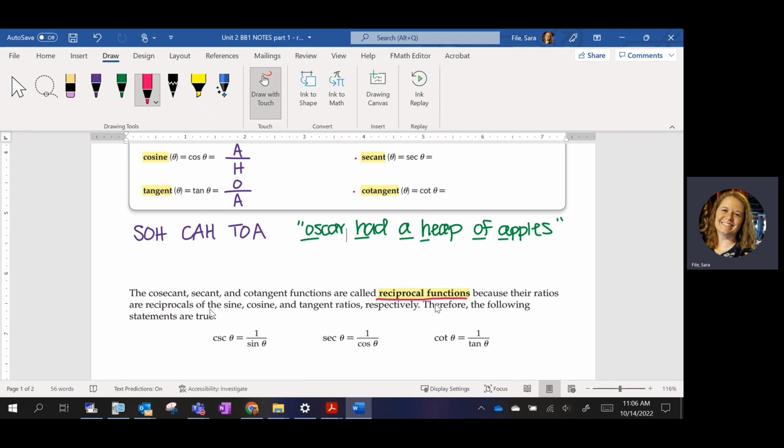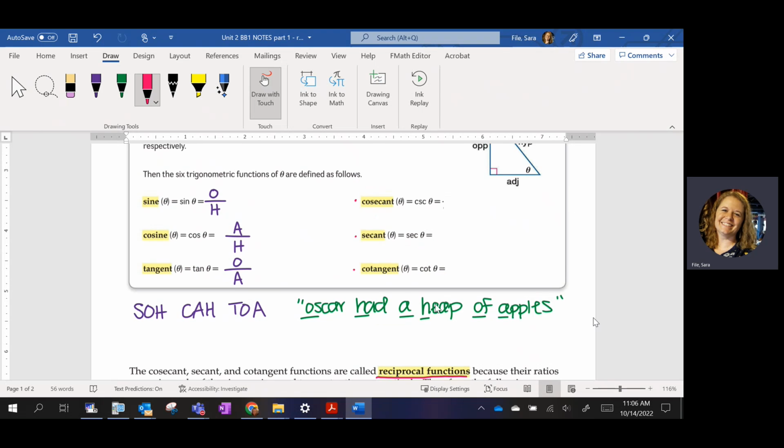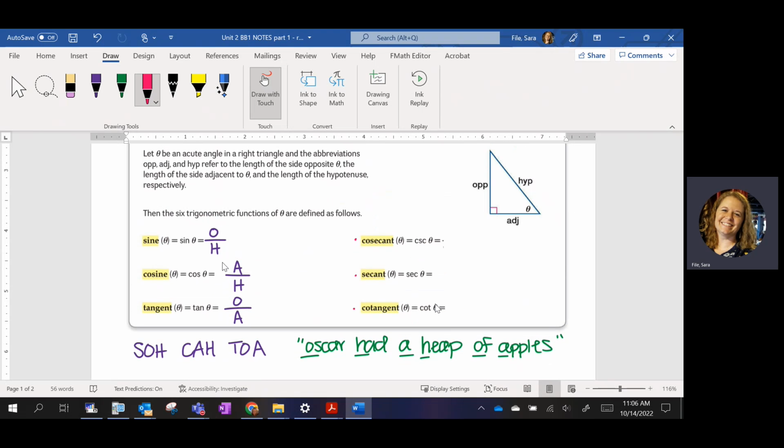So you can see cosecant is the reciprocal of sine, so it would be equivalent to 1 over sine. Because if I take sine and I flip it, it's 1 over sine. Does that make sense? Secant is the reciprocal of cosine, so it's equivalent to 1 over cosine. Cotangent is the reciprocal of tangent, so it's equivalent to 1 over tangent. In terms of O, A, and H, you just have to flip the fraction. So cosecant is the reciprocal of sine, so its ratio is H over O instead of O over H.